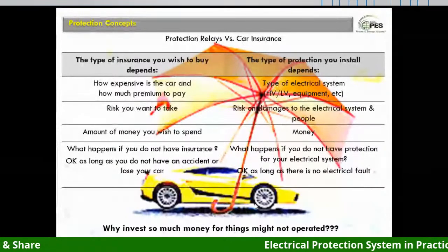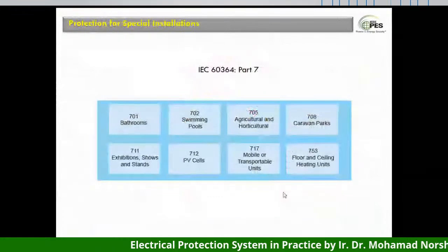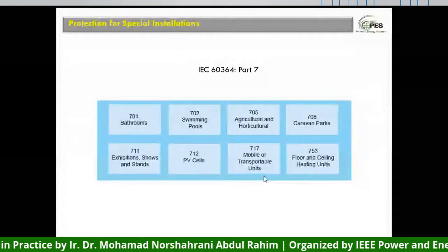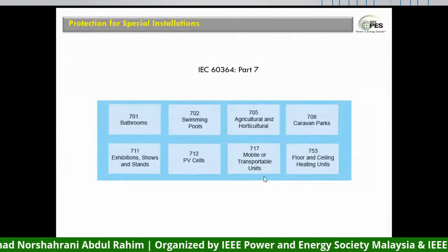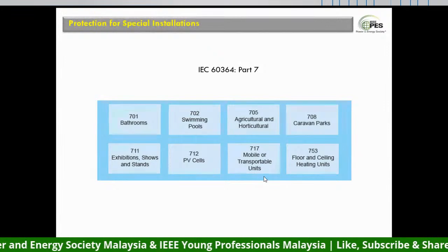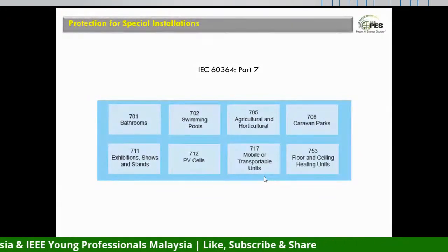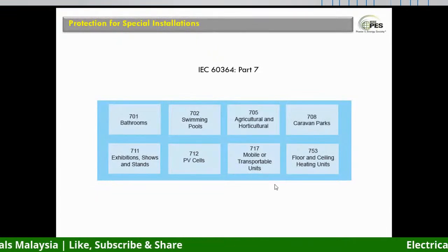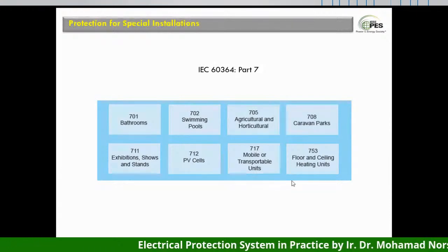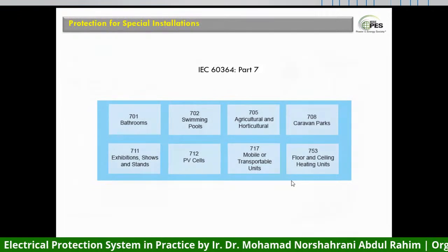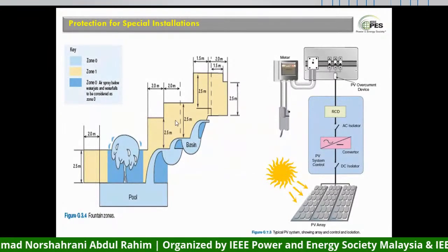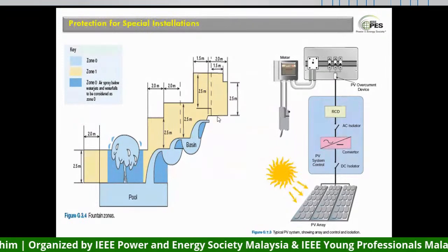I just go through some of the aspects that protection has considered. For example, in IEC 60364, they provide guidelines for the installation and protection in the bathroom, swimming pools, even agriculture, even PV cells. So the standard has listed all the protection measures as guidance for practitioners to follow. These are some examples, especially in the swimming pool, of what protection we need to do. So you can refer to the standards. PV also has the basic concept of protection that we need to install.